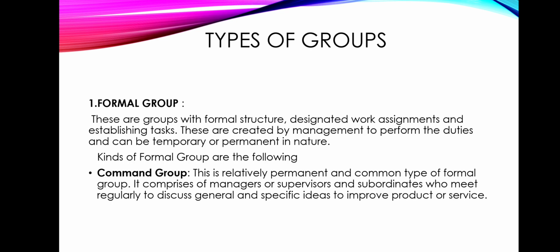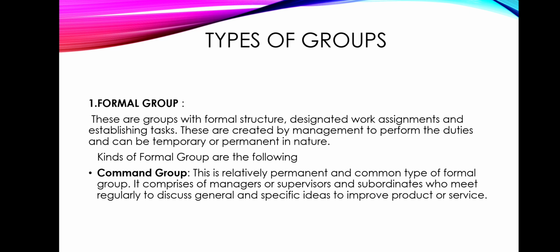Next, we will study the types of groups. There are different types of group: formal group and informal group. Formal groups are groups with formal structure, designated work assignments, and established tasks. These are created by management to perform the duties and can be temporary or permanent in nature. Different kinds of formal groups are: first one, command group. This is a relatively permanent and common type of formal group.